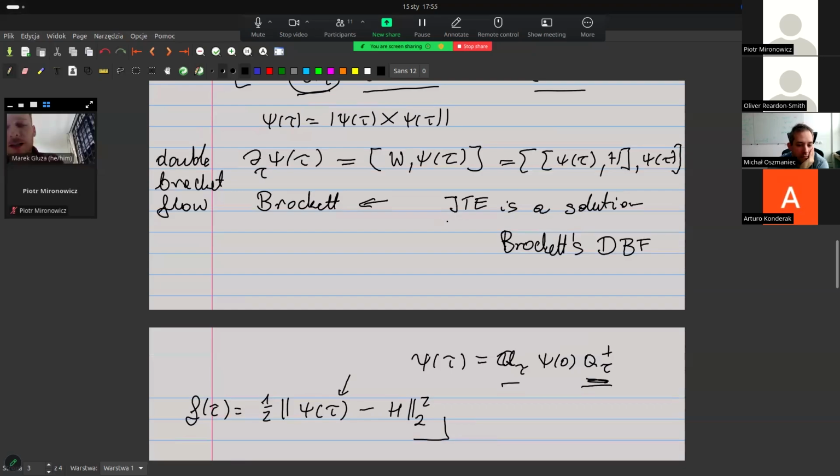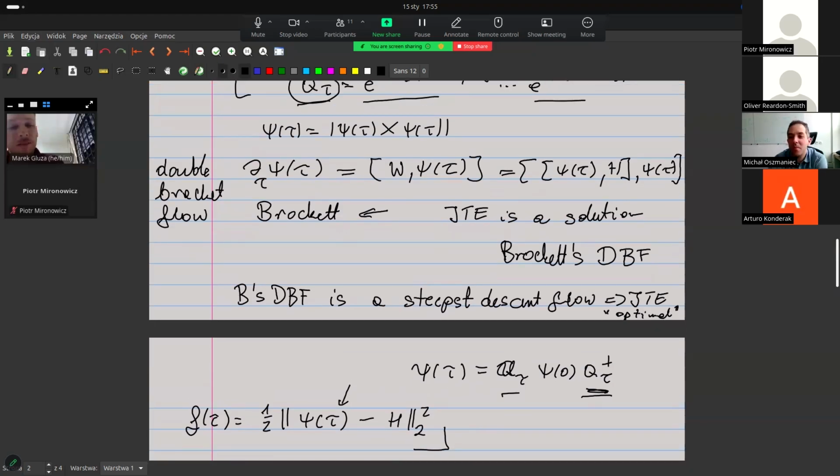But because ITE is a solution to Brockett's double bracket flow, and Brockett's double bracket flow is a steepest descent flow, that means that ITE is kind of optimal in terms of locality. Okay? Because sorry, Mike, can I just jump in?